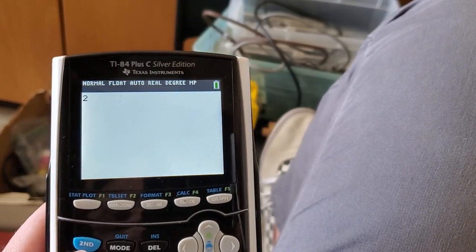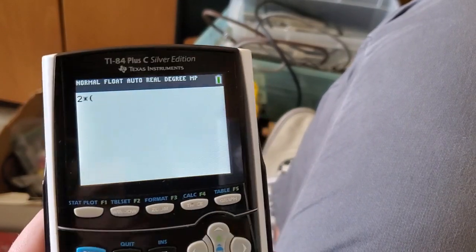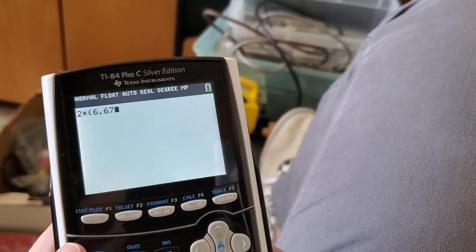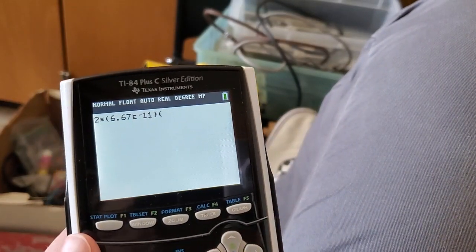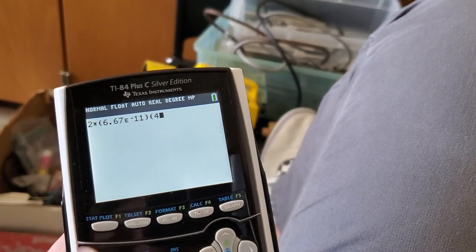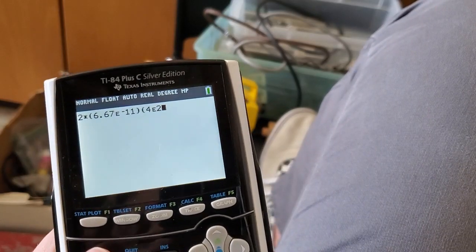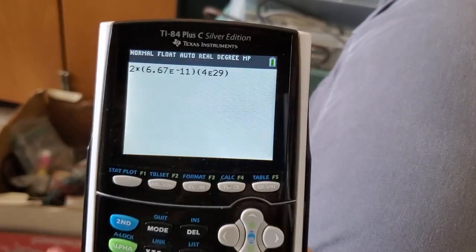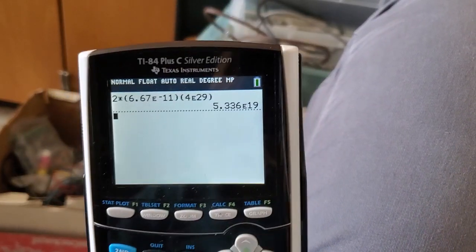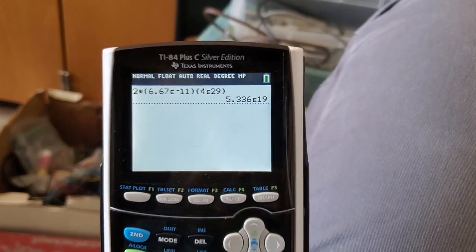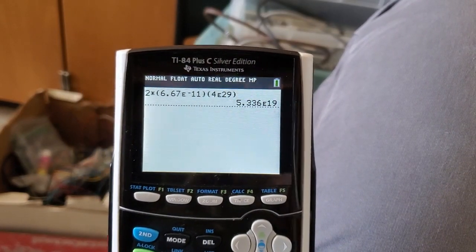Okay, so the top part usually looks something like this. We'll have 2 multiplied by, I always use parentheses, 6.67 e to the negative 11. All right, and it's going to be multiplied by, we'll say 4 e to the 29th. So just like that, we'll hit enter. So now we have our answer for the top part of the fraction inside of that square root bar.